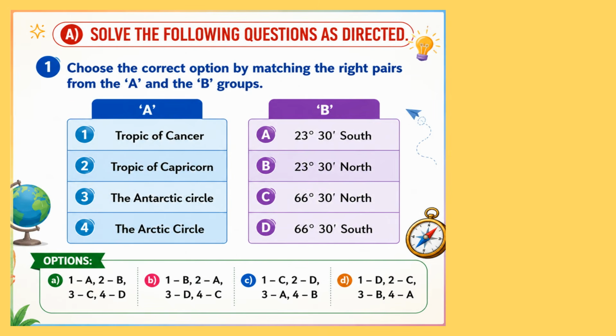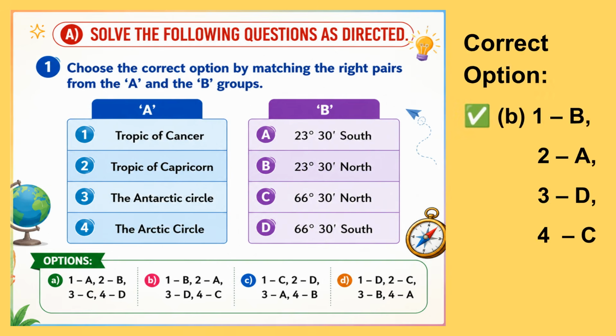The correct matches are Tropic of Cancer at 23 degrees 30 minutes north, Tropic of Capricorn at 23 degrees 30 minutes south, the Antarctic Circle at 66 degrees 30 minutes south, and the Arctic Circle at 66 degrees 30 minutes north. The correct option is B.